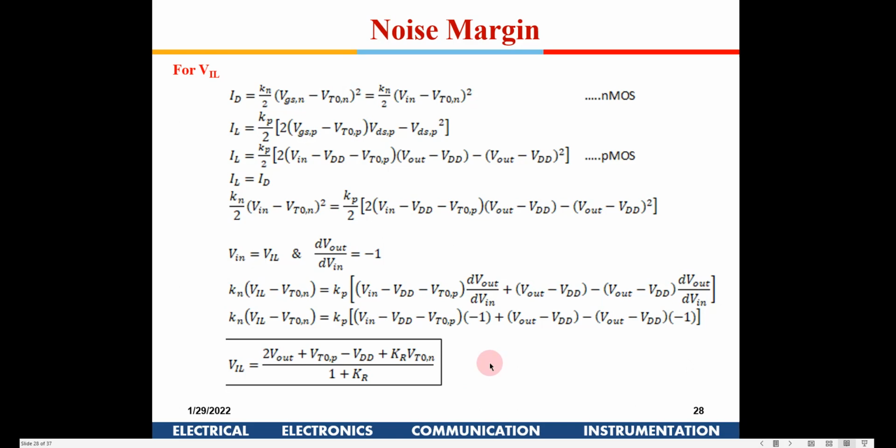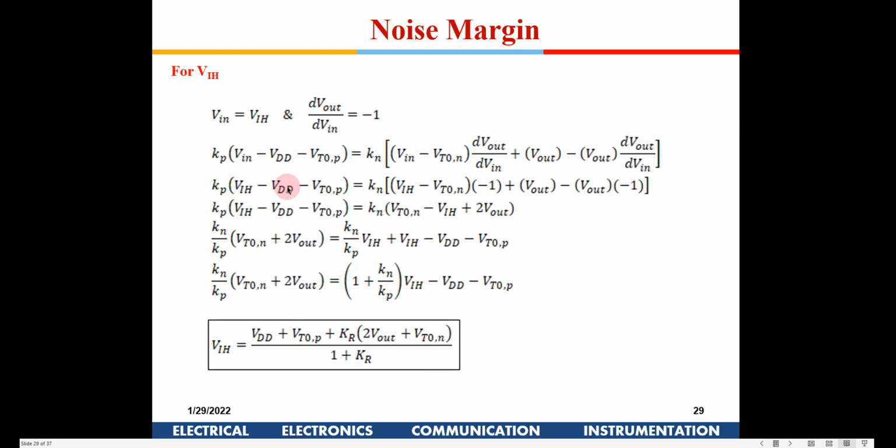So we equate these two equations and we get the value of VIL, and a similar approach is done for VIH. When we calculate VIH, we assume that the PMOS will be in saturation and the nMOS will be in the linear region.